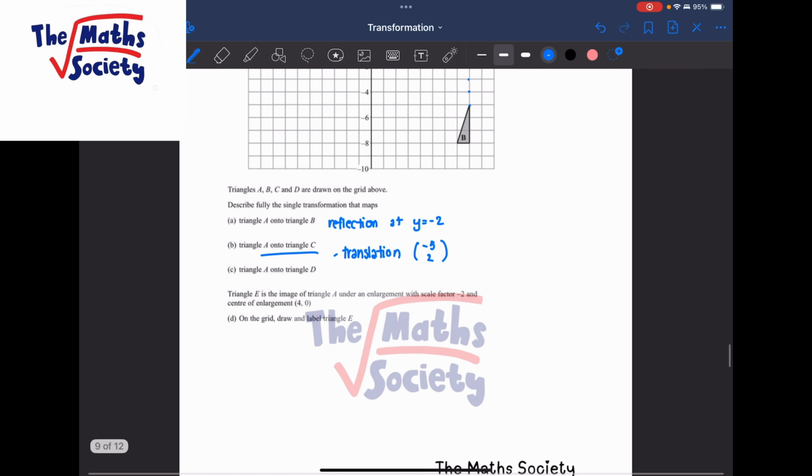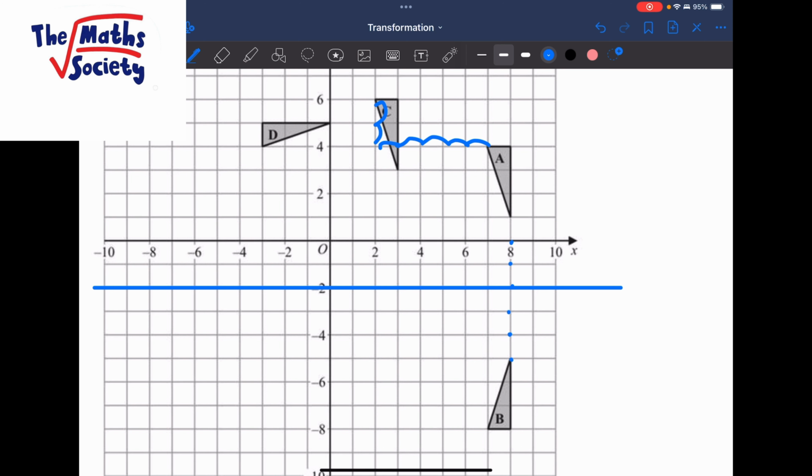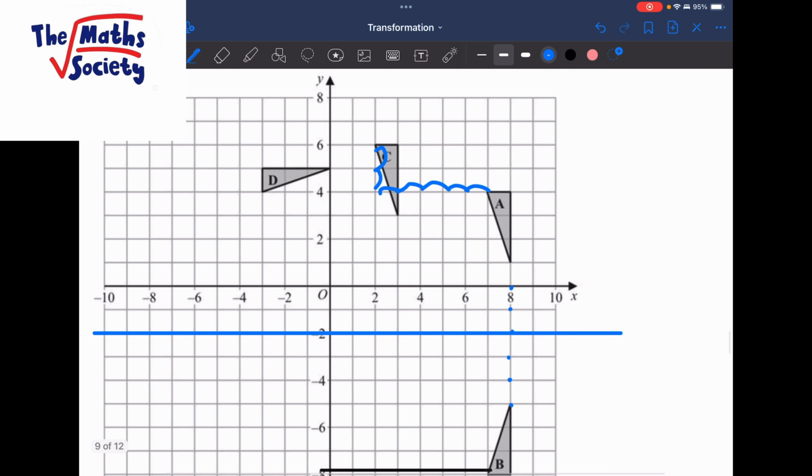And A onto D. Here we can't really see, but A onto D, it looks like it's actually a rotation, and we can say that it's anti-clockwise. So it's going from this way to that way. That's why it's showing anti-clockwise, because if you go from this way, this pointer has to be on the other side and not this side. So going this way, it means it's going anti-clockwise, and it is 90 degrees.